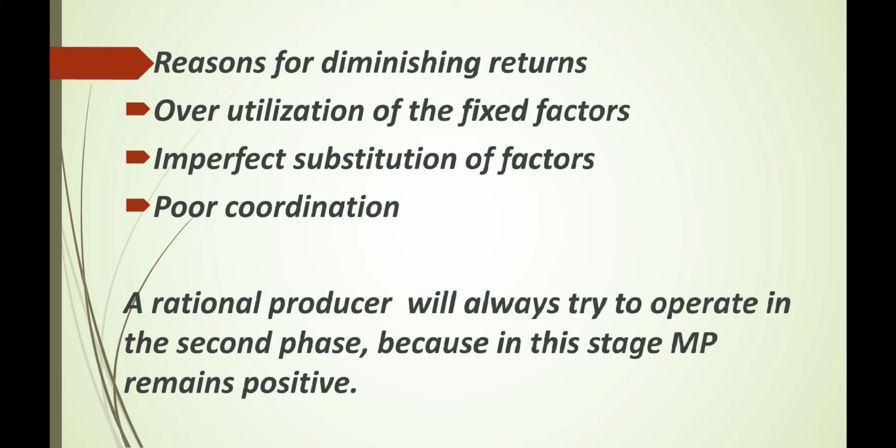Imperfect substitution of factors. More and more of one factor cannot be used in place of others, as factors are imperfect substitutes. Beyond a limit, it is not possible to substitute factors of production. Hence, marginal product falls. Poor coordination. Increased application of the variable factor with a fixed factor beyond a point crosses the ideal factor ratio. If the ideal combination is disturbed, marginal product will fall. The rational producer will always try to operate in the second phase because in this stage marginal product remains positive.